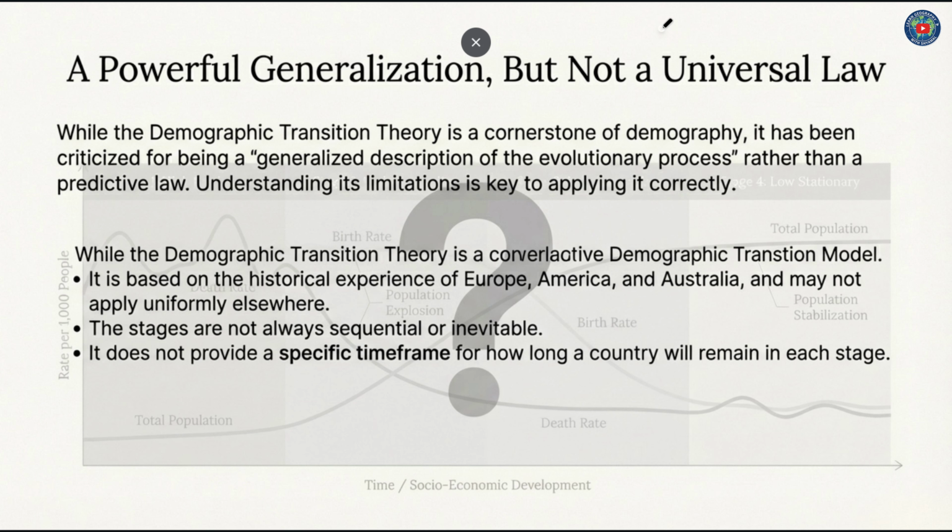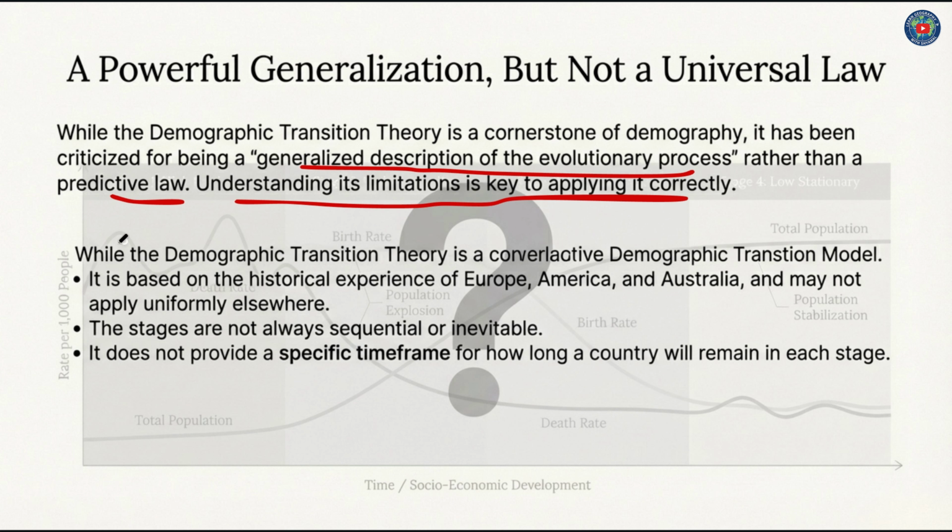While the demographic transition theory is a cornerstone of demography, it has been criticized for being a generalized description of the evolutionary process rather than a predictive law. Understanding its limitations is key to applying it correctly. There are some limitations of this model, the demographic transition model.